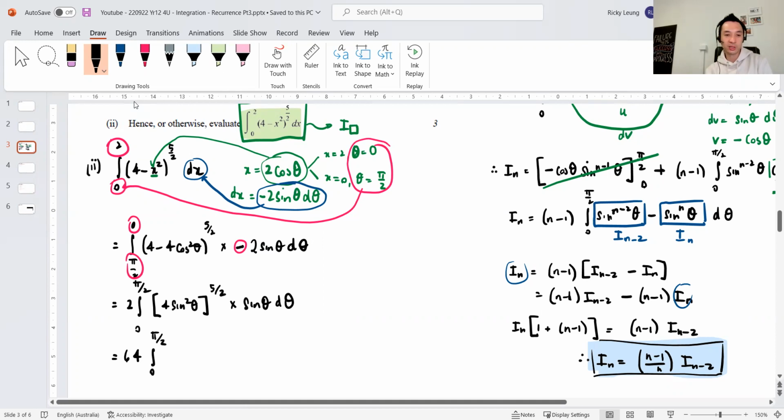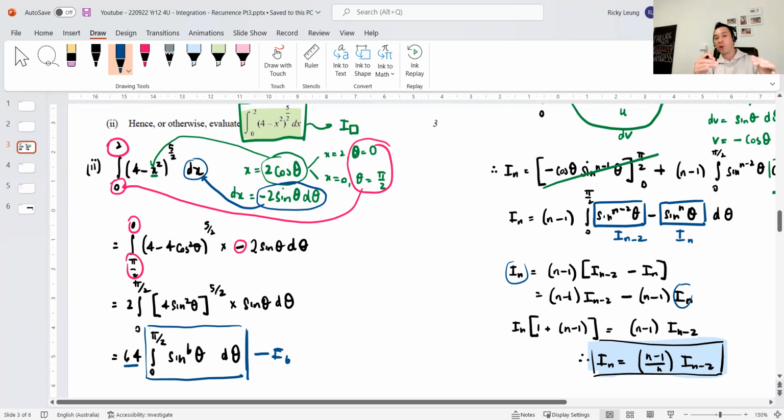Now, sine squared times that, the squares cancel out, and then for power 5 times by another one, that's power 6. And there it is, right? So if I put a little blue box around that, that looks exactly the same as my initial recurrence statement, but with a 6 there. So this is I6. So what I'm finding is the value of I6, and then I multiply it by 64. That is now my question.